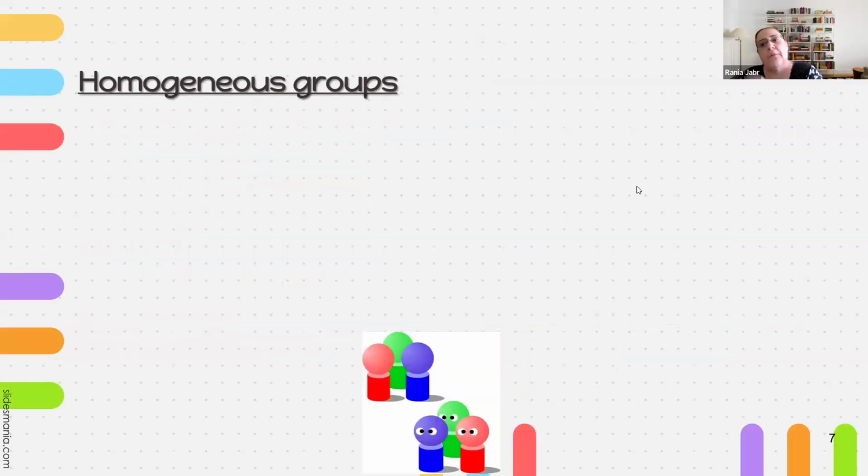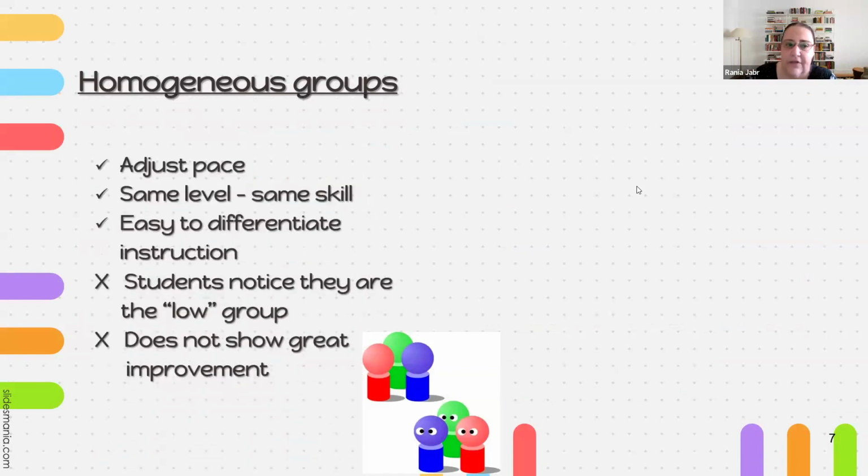Homogeneous groups, from the name, basically the members of the group are similar. They are the same level, the same ability. And this is a way to adjust the pace, because sometimes in class we're going too slow for the strong learners, or on the other hand, we're going too fast for the weak learners. So when you create homogeneous groups, you adjust the level, adjust the pace. So the students are the same level, doing the same skill. And in this way, we can, as instructors, differentiate instruction.